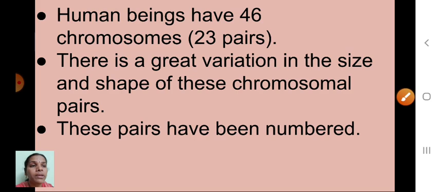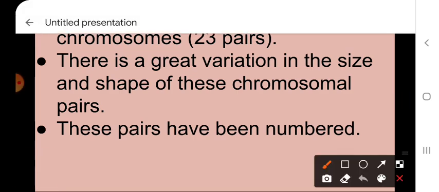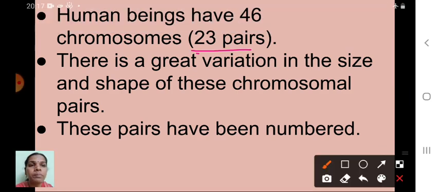Yes, human beings, as I told, have 46 chromosomes. That means 23 pairs of chromosomes. Our body is made up of many cells. Each and every cell has what? 46 chromosomes or 23 pairs of chromosomes. Just imagine how many chromosomes we have in our body.